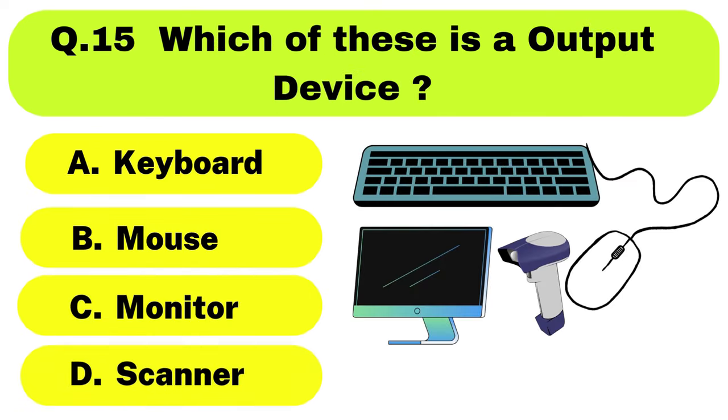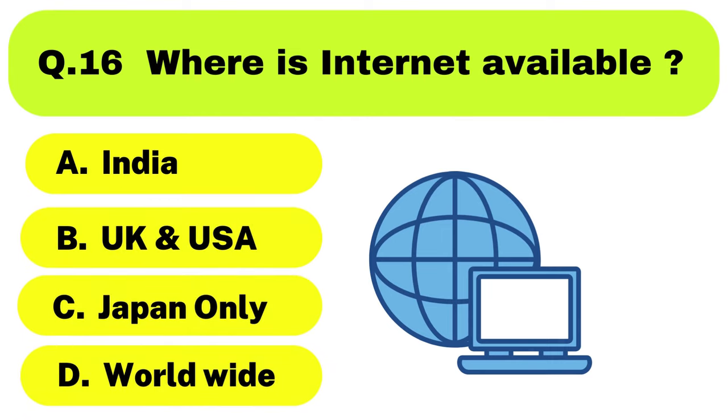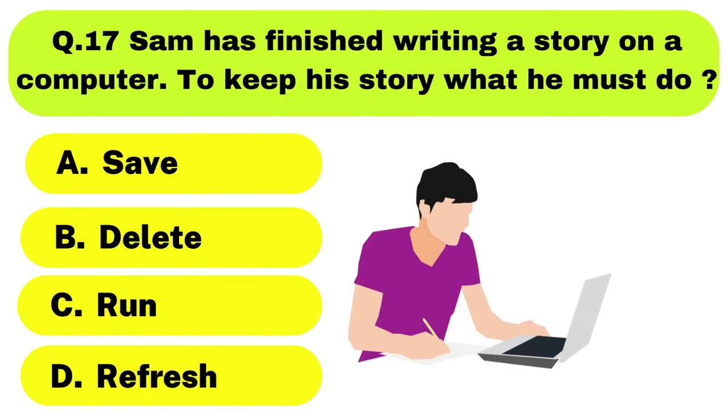Question number 15, which of these is an output device? The correct answer is option C, monitor. Question number 16, where is internet available? The correct answer is option D, worldwide. Question number 17, Sam has finished writing a story on a computer. To keep his story, what must he do? The correct answer is option A, save.